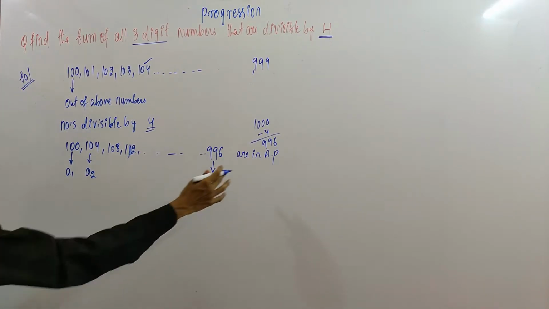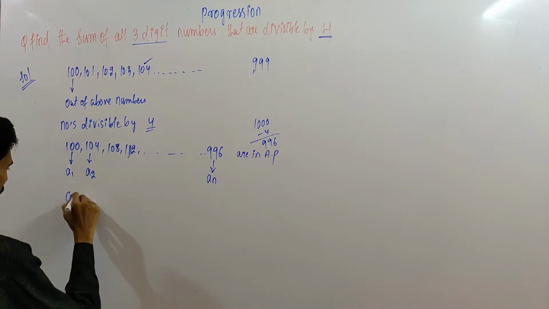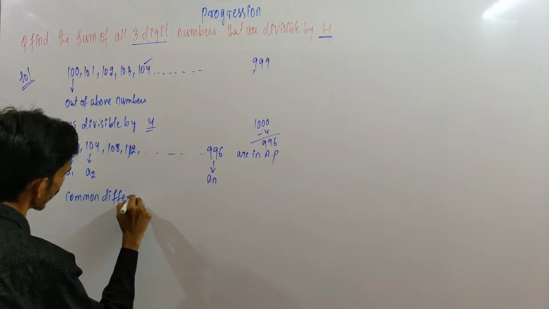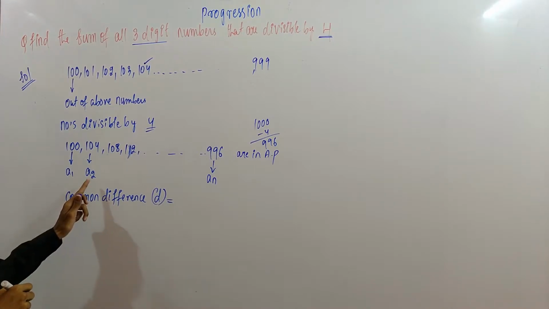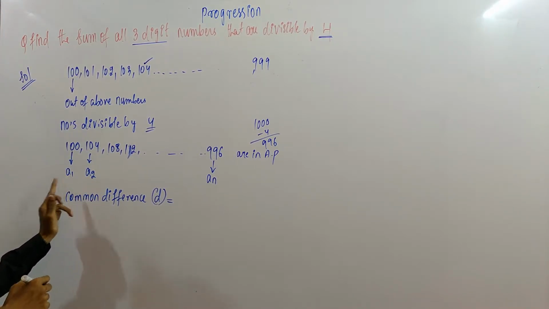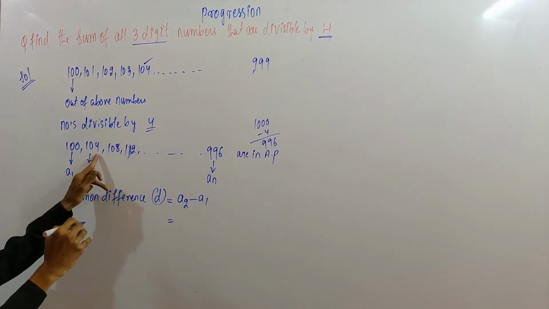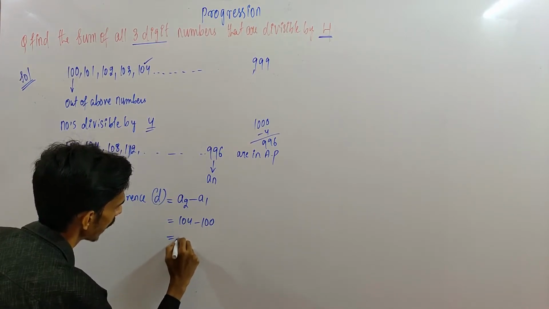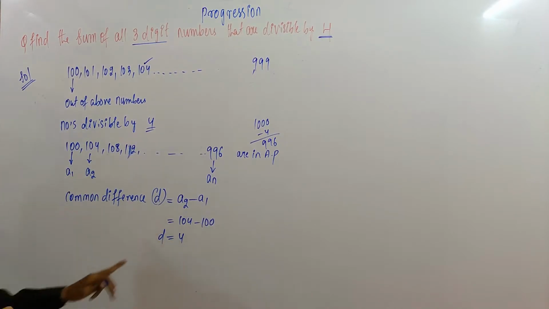Now, in arithmetic progression, we usually calculate the common difference. So let us calculate the common difference. It is denoted by the small letter d. It is the difference of the first two terms, A2 minus A1. So d is A2 minus A1. We have A2 as 104 minus A1 as 100. So we will get 4 as the difference. We got the common difference d.